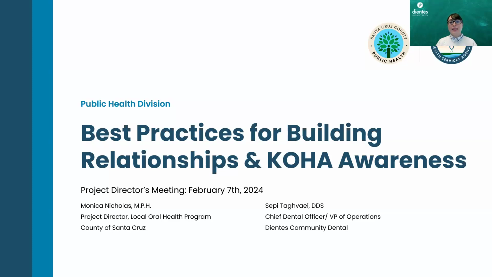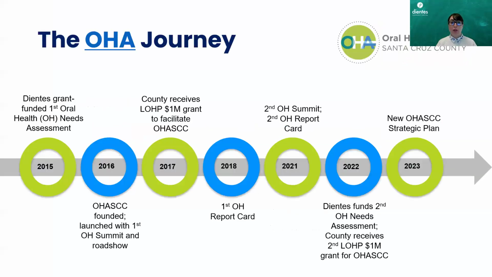So Dientes founded the Oral Health Access Steering Committee, or OHA, which is our local coalition, back in 2015, when we had our first ever oral health needs assessment in our county. When we got that report back, Dientes realized that the need for dental care access is so tremendous that we could not address it alone. So we put together a local coalition of stakeholders to come together, form a strategic plan, and take action.